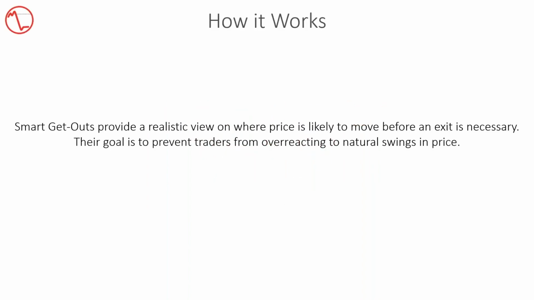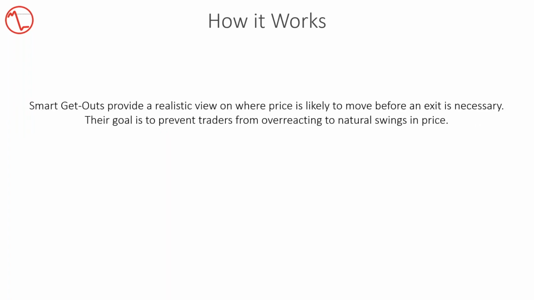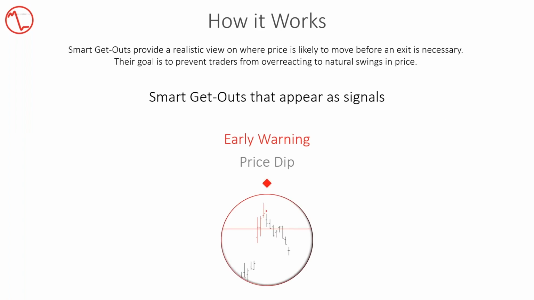And this is how it works. Smart Get Outs provide a realistic view on where price is likely to move before an exit is necessary. Their goal is to prevent traders from overreacting to natural swings in price. Now, our Smart Get Outs come in a variety of different forms, but today we're going to focus on the early warning signal, which identifies when a downward movement in price may occur during an upward trend. Or, simply put, they identify price dips.